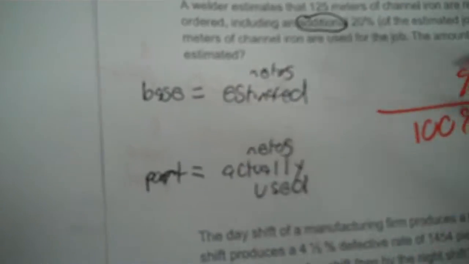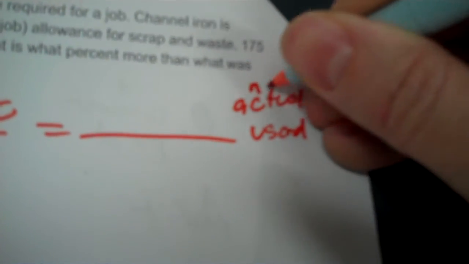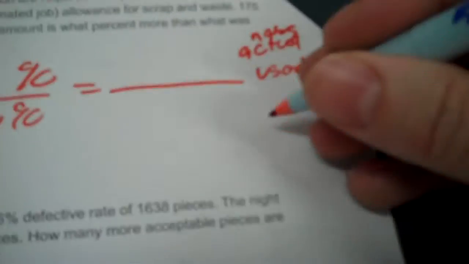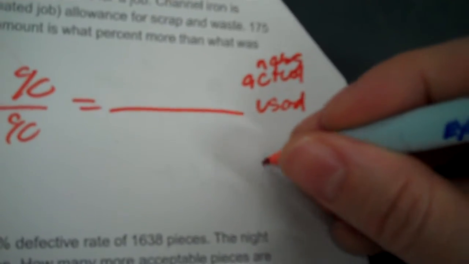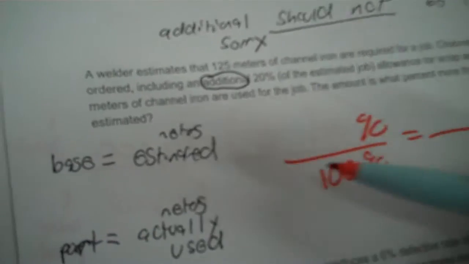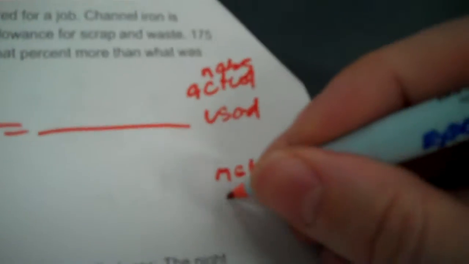So the part and the base. So the part is how many were actually used. So how many meters were actually used. And down here we've got how many meters were estimated. Okay, remember the base goes on the bottom.